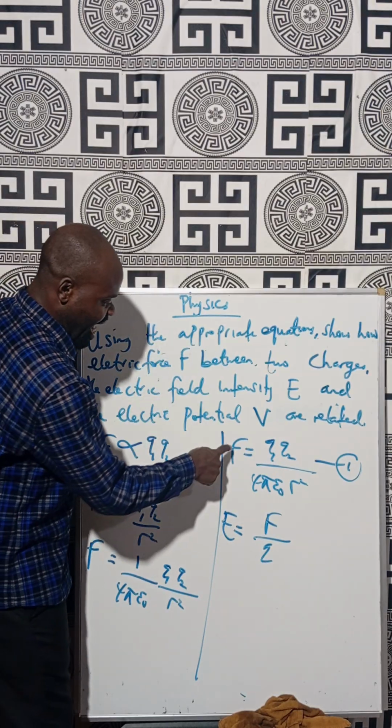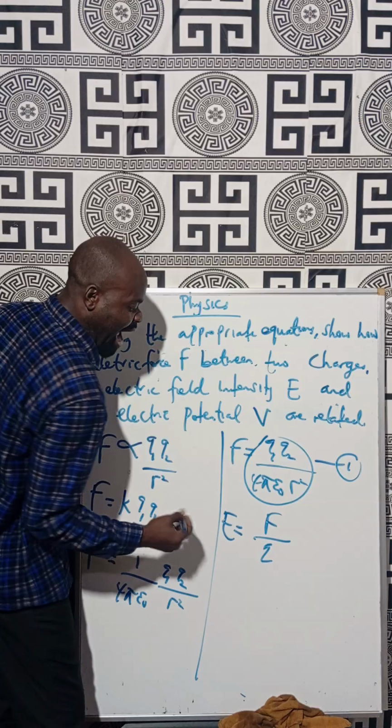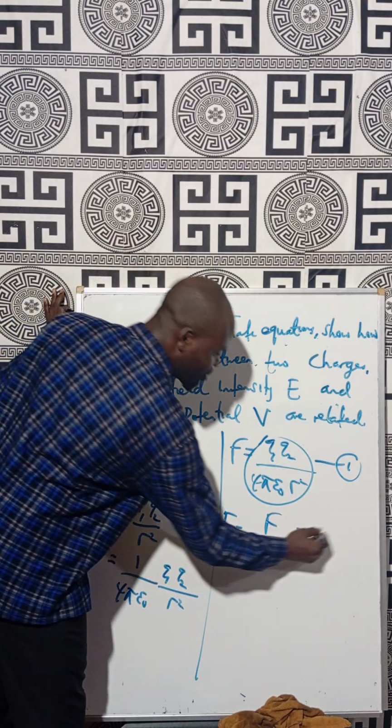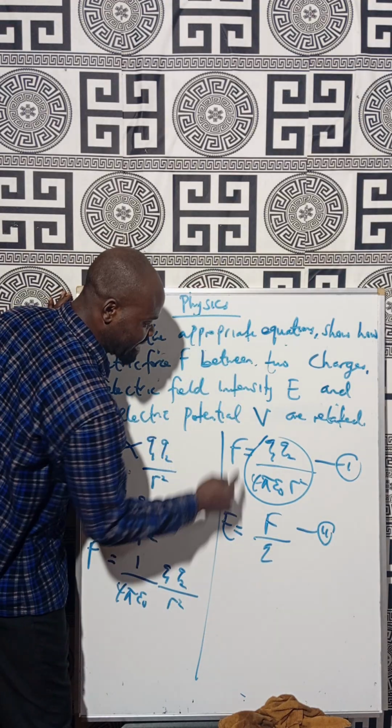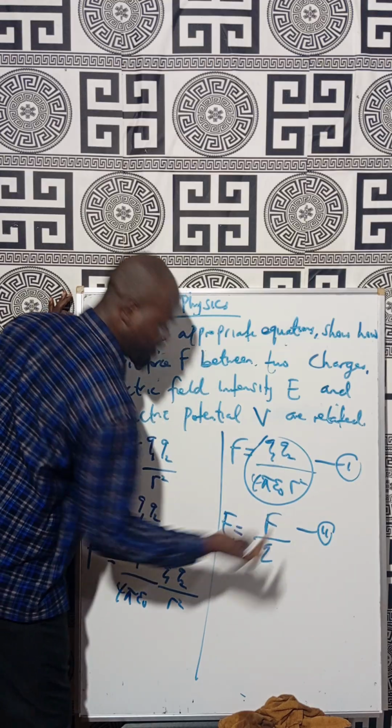So what will I do? I will just bring in my F. Don't forget that my F is already all this. So I'll just come to this formula, let me call it equation 2. Anywhere I see F, I remove it and put all this in to stand as my F here. You understand me now?